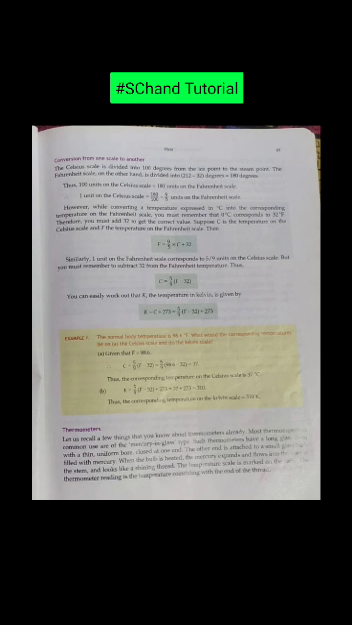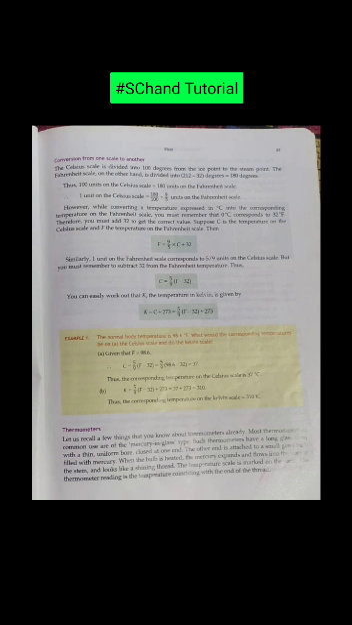If you want to convert Celsius into Fahrenheit or Fahrenheit into Celsius, you must remember that the Celsius scale starts from 0 degrees and the Fahrenheit scale starts from 32 degrees Fahrenheit. Suppose C is the Celsius temperature and F is the Fahrenheit temperature, then F is equal to 9 over 5 C plus 32, meaning we have to add 32 to this. Is it clear?